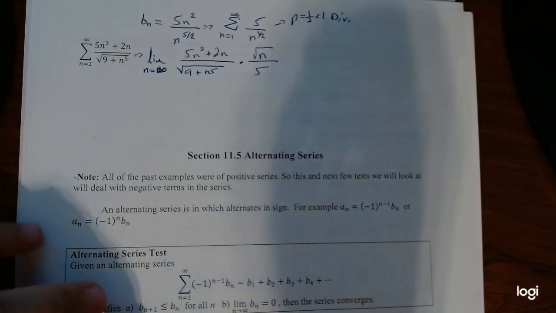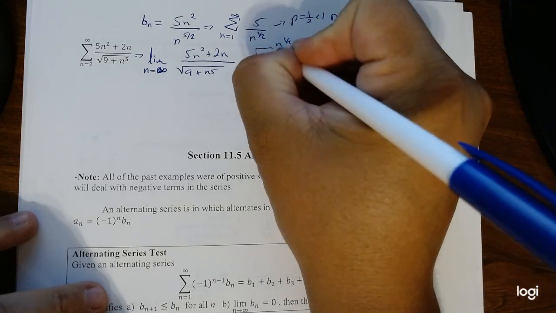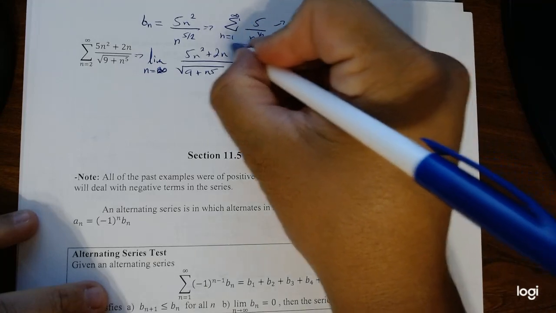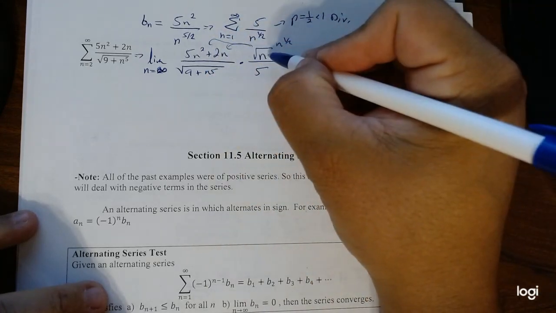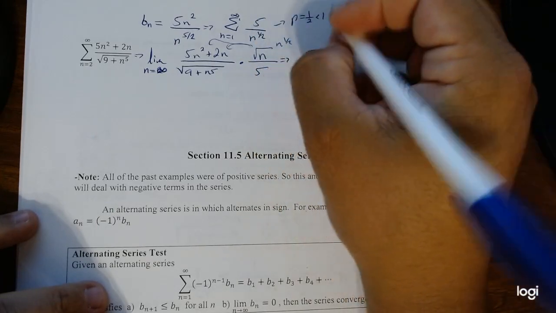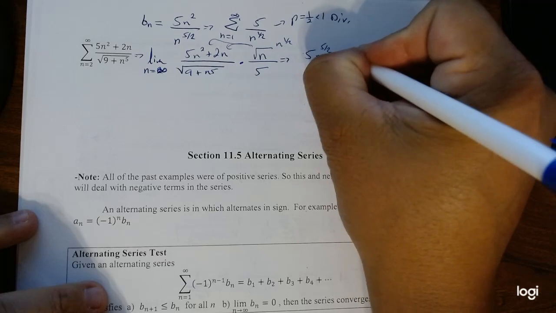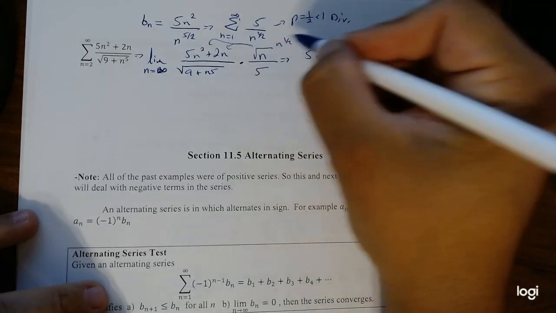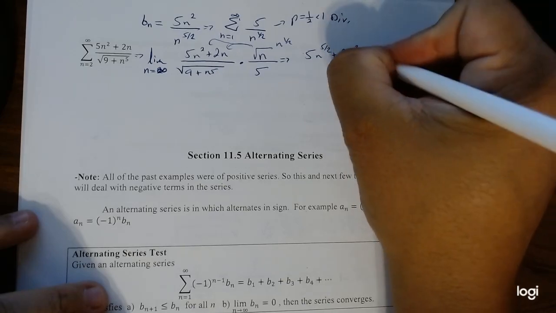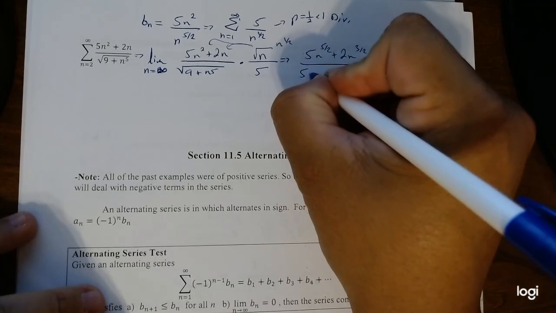All right, so now what I'm going to do is bring this in, and I'm going to rewrite it as n to the 1/2 again. So that's going to be, again, I'm multiplying, right? So I'm distributing. So when you multiply, you add the powers. So this is going to be n to the 5/2 plus 2n to the 3/2. And on the bottom, we have just 5 times all of this.